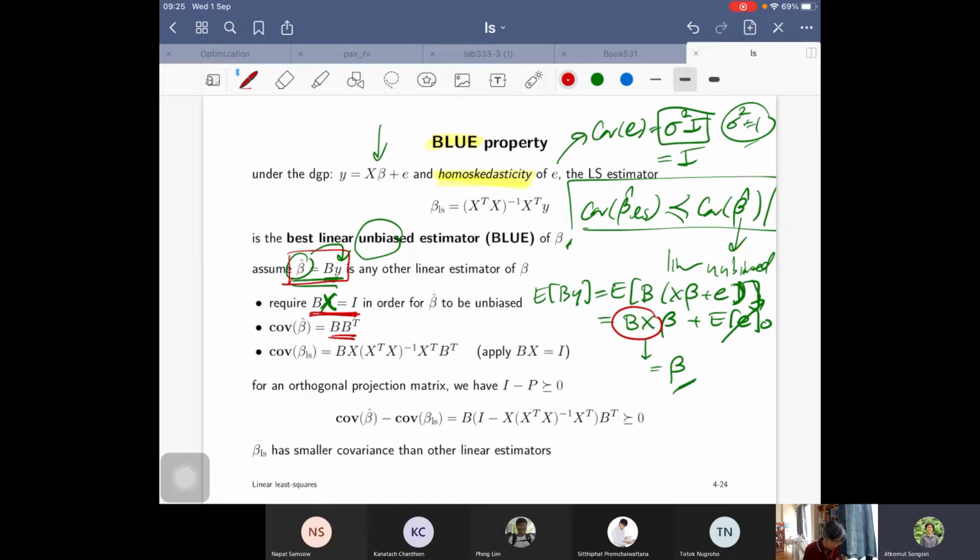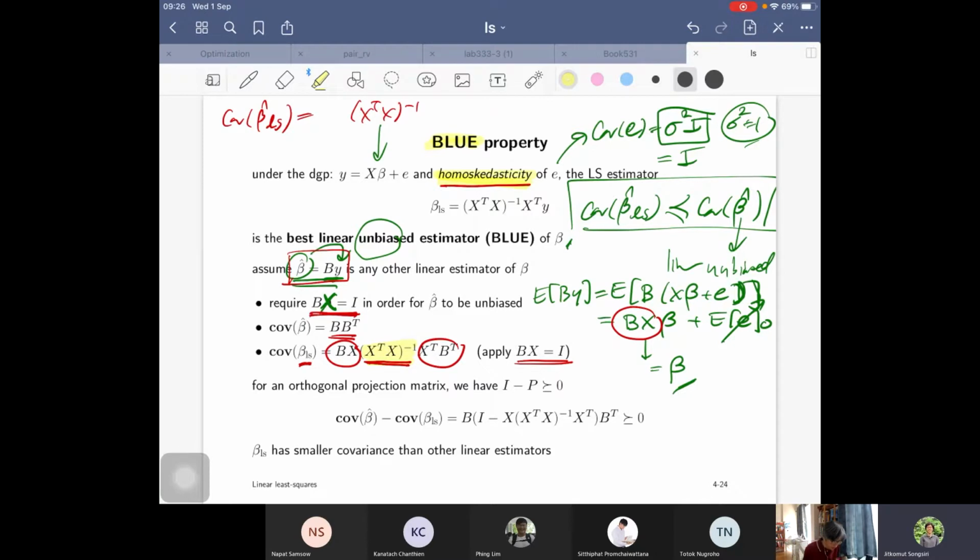Previously we derived that when the noise is homoscedastic, the covariance of beta hat is sigma square times x transpose x inverse. But we assume that sigma square is 1 without loss of generality. So the covariance of beta hat least square is going to be this term. We multiply with B x and its transpose on the right-hand side, because that gives the identity matrix. It doesn't change the fact that the covariance of beta hat least square is x transpose x inverse.